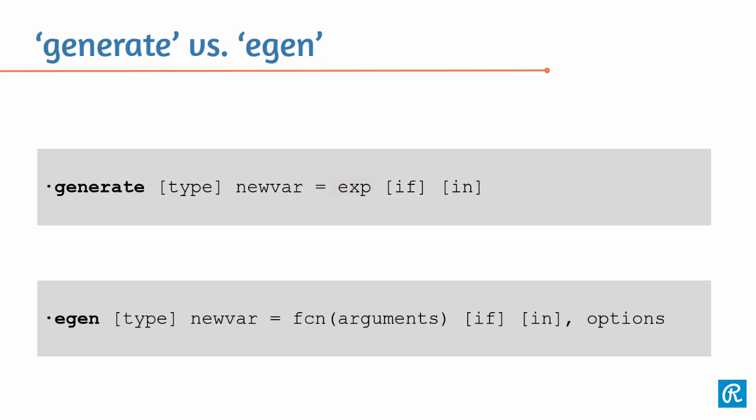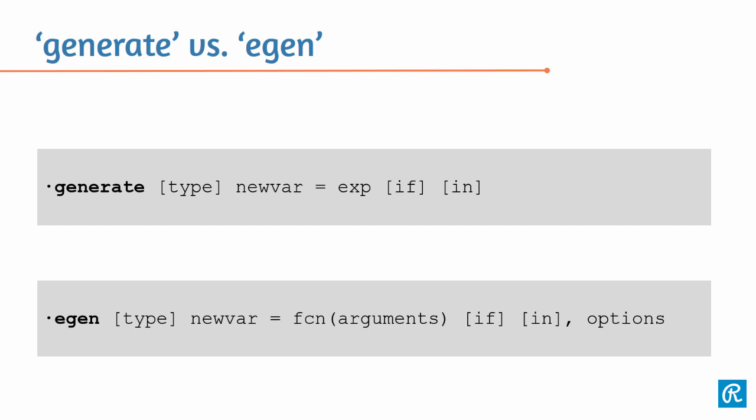And then on egen, you have pretty much the same syntax as you do with generate, but instead of having an expression, you have a function. This is a predefined function and arguments for that function. So egen has a series of predefined functions that you can use, and the main difference between generate and egen is that egen is a little bit more sophisticated. So you need to know what these functions are in order to use them. And you can find out about all these functions by typing the help command for egen, help egen.